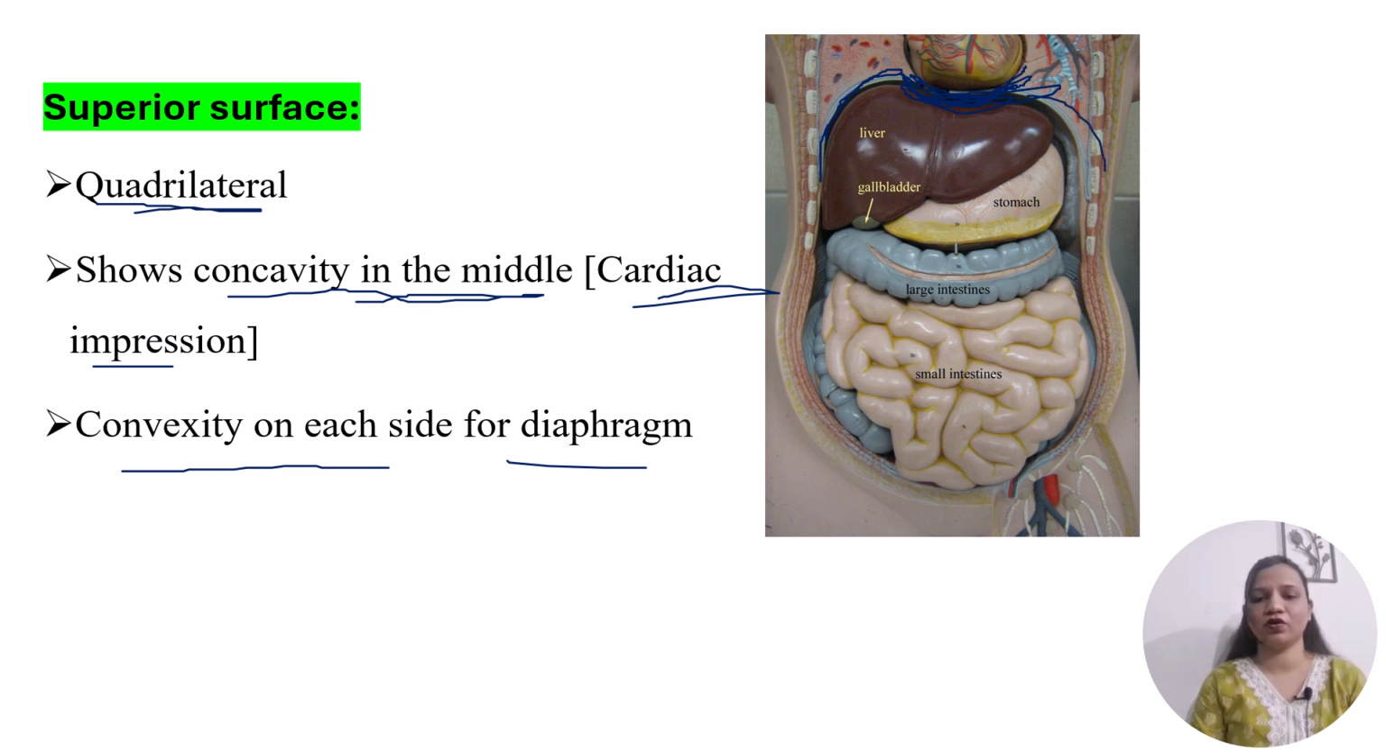So on each side of the liver there is a convexity. Here is the convexity and here is the convexity. This convexity is due to the presence of the diaphragm. You can appreciate clearly that this portion is the diaphragm, and due to the presence of the diaphragm there is convexity on each side of the liver.